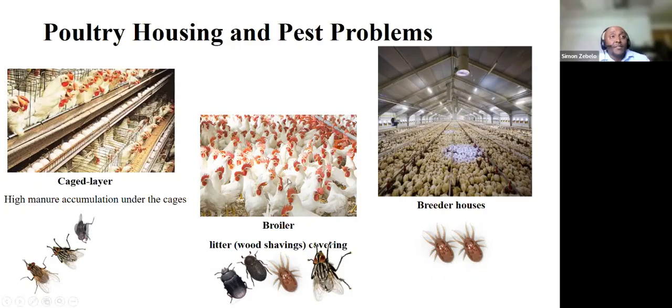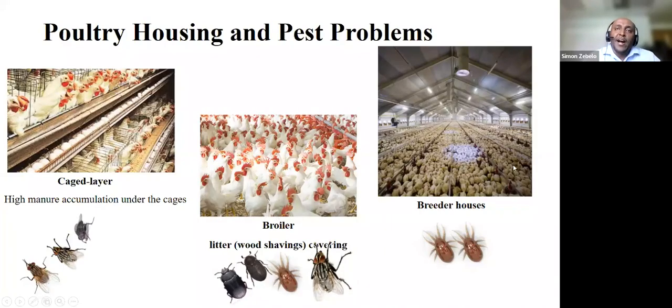Broiler production is most of the time an open area, where we can see dry litter, which also triggers the presence of darkling beetles. And also the close proximity of the birds leads to mites. Of course, the black garbage flies are also high in this type of broiler production.